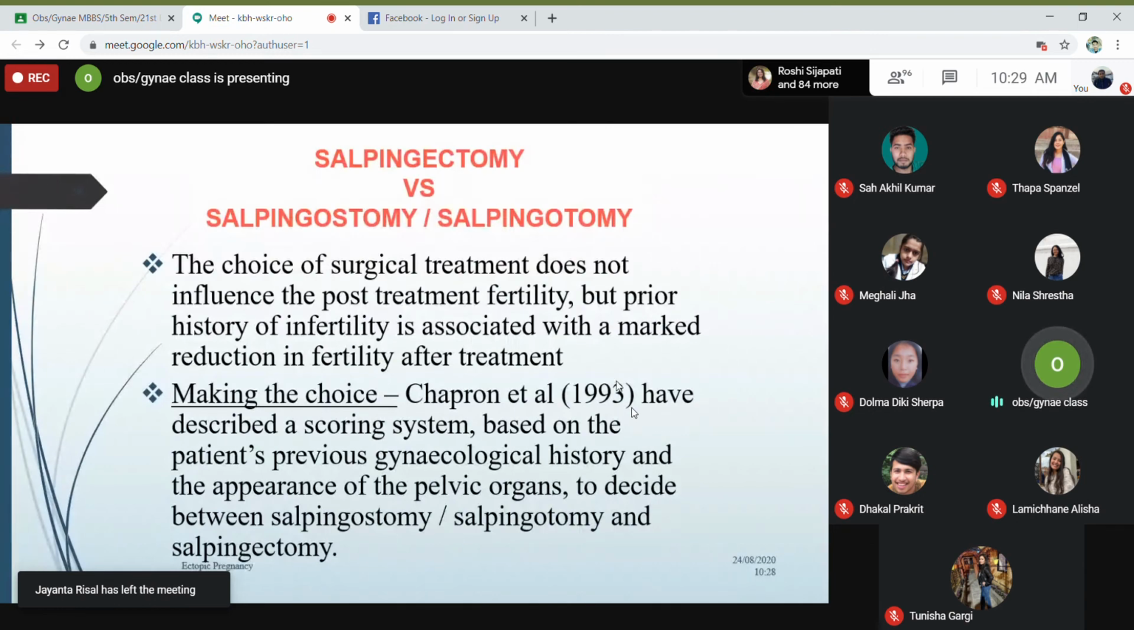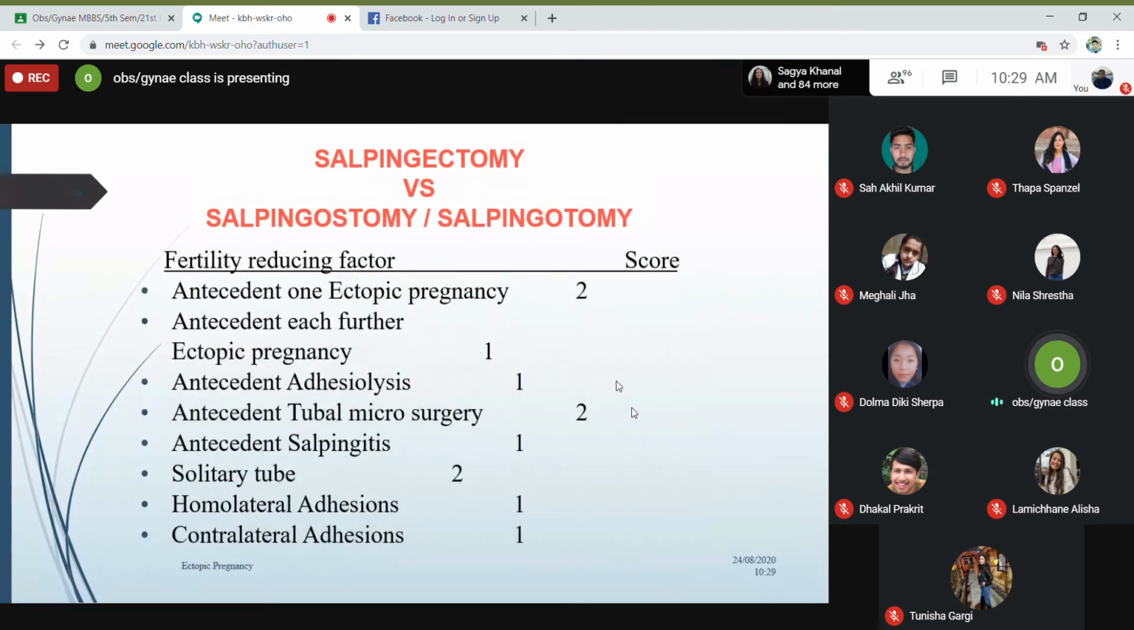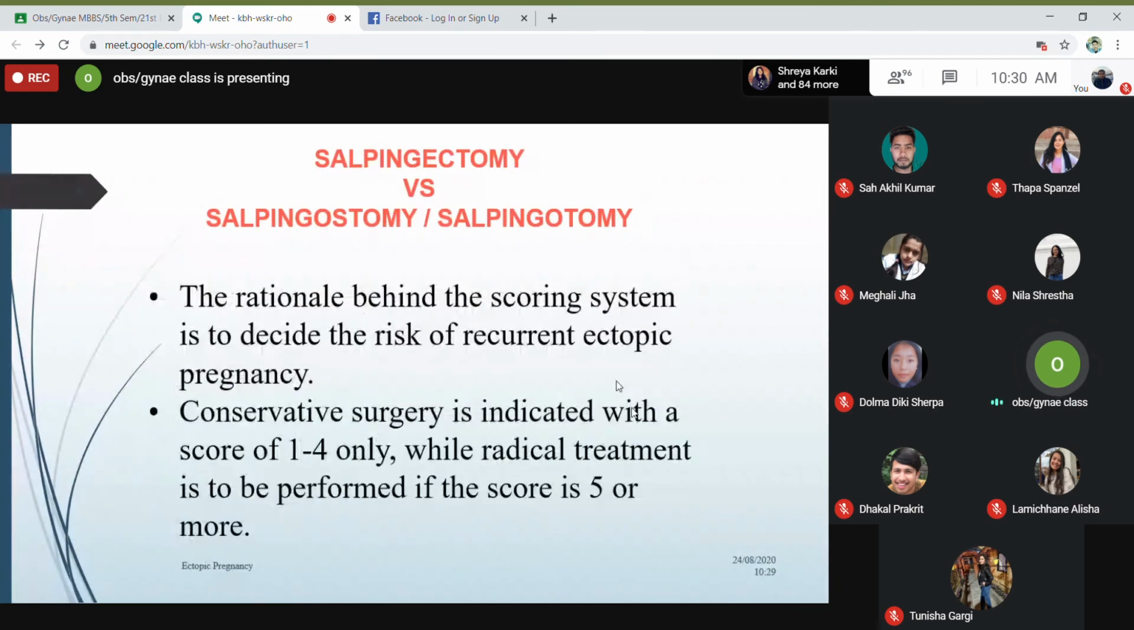So the choice of surgical treatment does not influence the post-treatment. You don't have to do this. This is also a score which helps us to determine whether we go for a conservative surgery or salpingectomy. This is for those who want to read a little further and want to do very well in the exam. And the rationale behind the scoring.